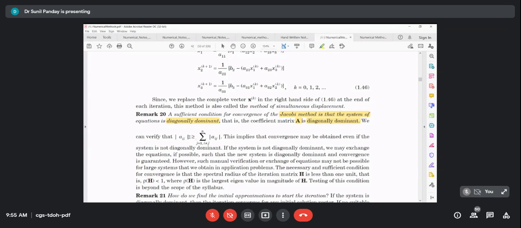What we mean by diagonally dominant is: the absolute value of a_ii is greater than or equal to the sum over j from 1 to n, with i not equal to j, of the absolute value of a_ij. Like for a11 is greater than or equal to a12 plus a13 if we are having only three equations. If we have more than 3, or n equations, then we write the condition in this form.